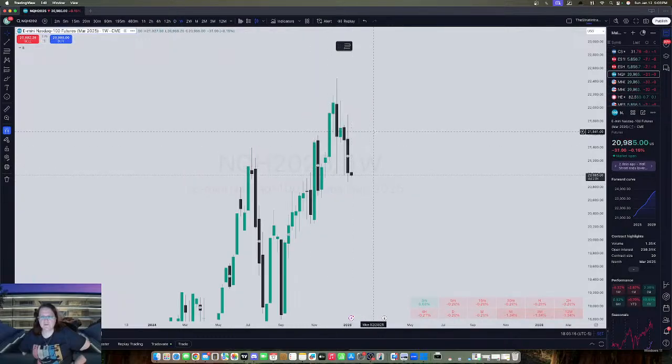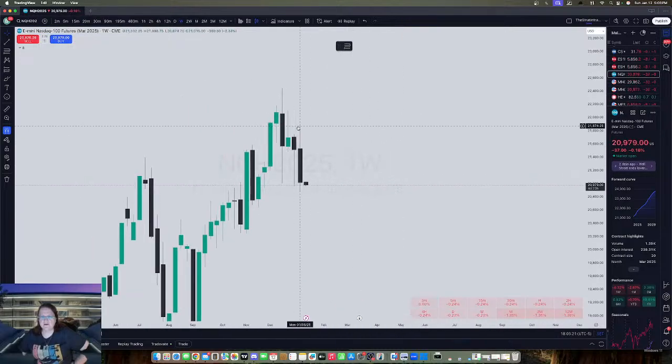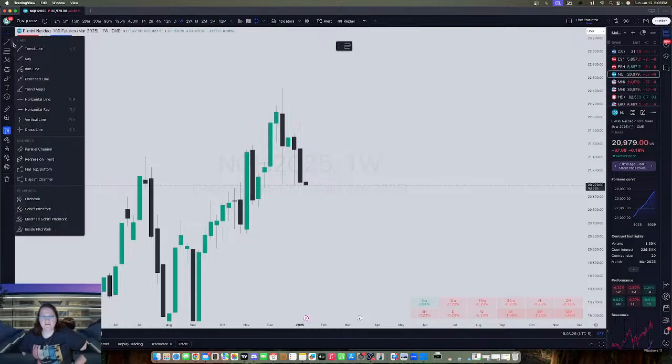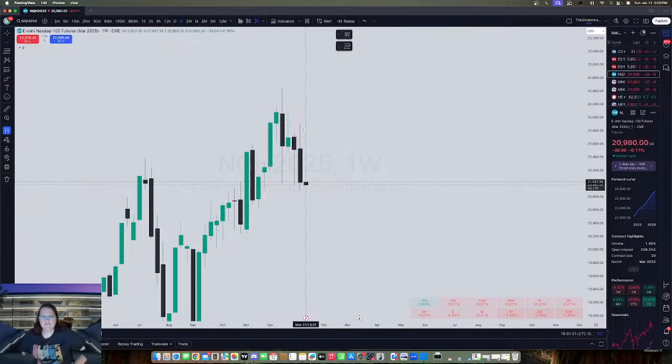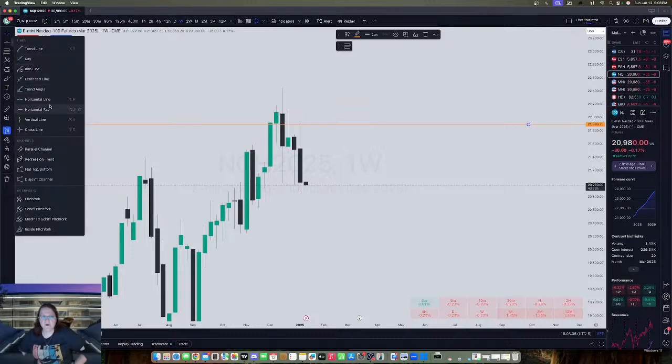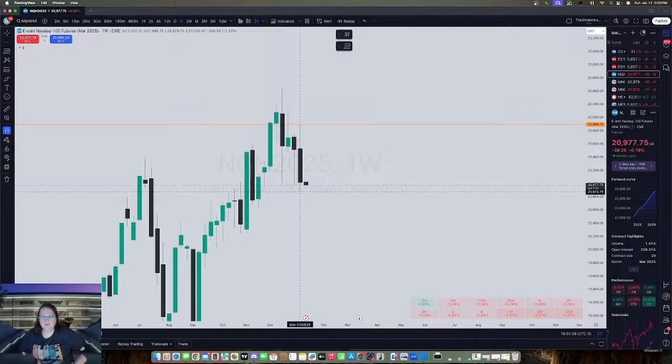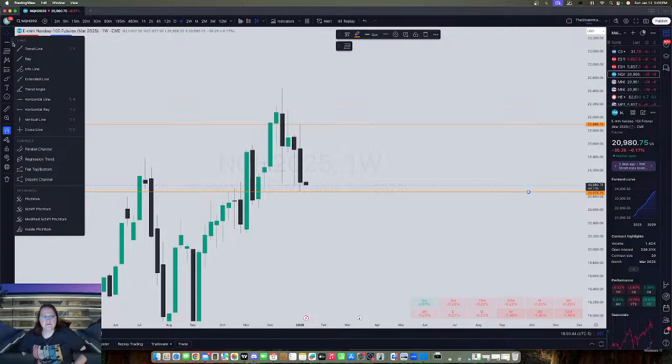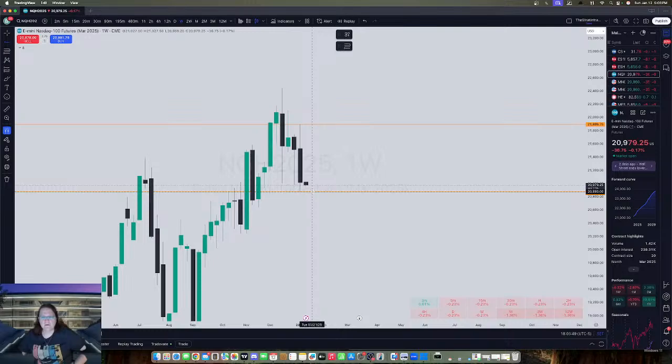Let's look at the previous week, because we had an outside week on NQ as evidenced here, so we took out both sides of that previous range, and Friday was an outside day. You guys know how I like to do mine. Previous week's high and low gets an orange line, and let's see, close gets gray.